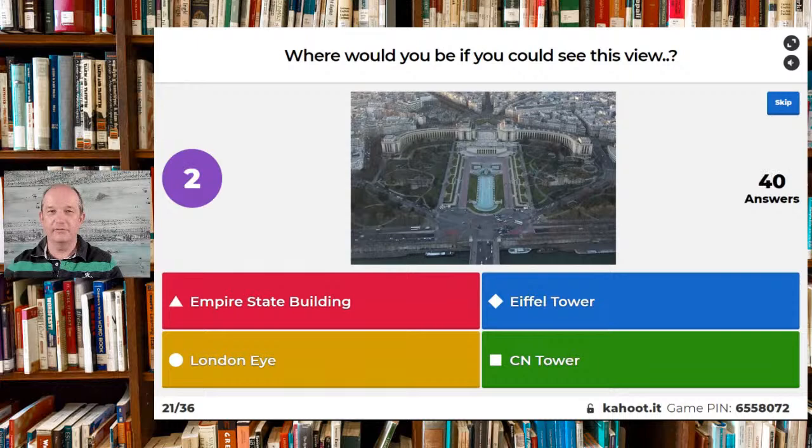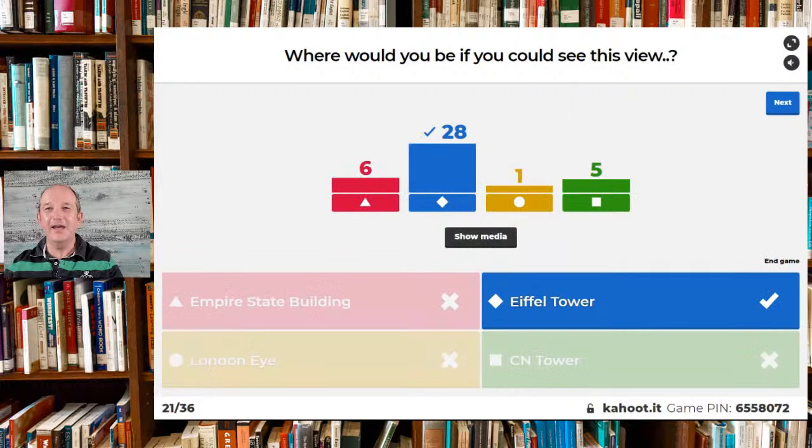Here we go, the correct answer is Eiffel Tower. So yeah, 28 of you getting that right, well done. I wonder if that's because you've been there and you know that. Lucky guess. Who knows? Doesn't matter. Well done, 28 of you getting that one right. Fantastic work. Let's see where we go with the scoreboard now.